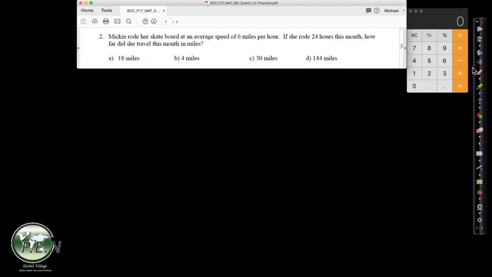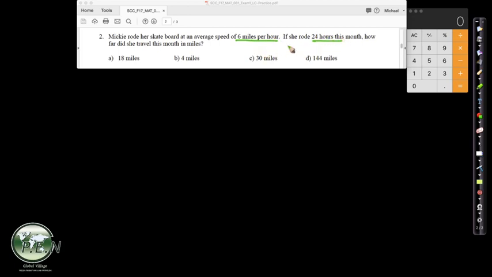So now we've got number 2. And we're told that Mickey rode her skateboard an average of 6 miles per hour. If she rode 24 hours this month, how far did she travel this month? So we're going 24 hours in the month. She's doing 6 miles per hour. For each hour, when you see that word per, it's a rate. It's happening each hour. And then we've got multiple hours.